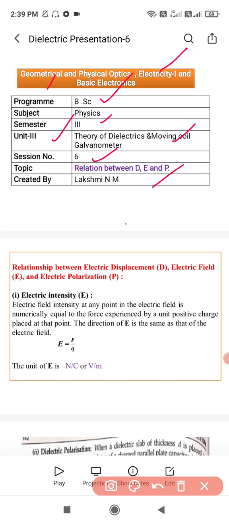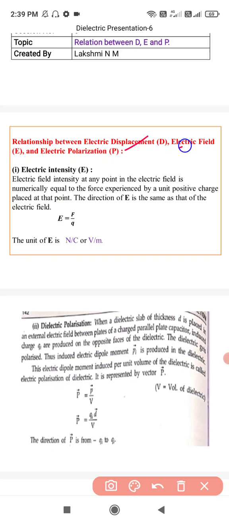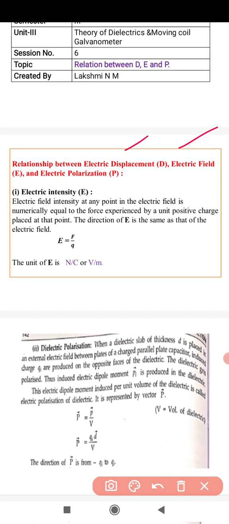D, E and P. Here, D is the electric displacement vector, E is the electric field intensity or electric field E, and P is the electric polarization. Now we see electric intensity. Electric field intensity at any point in an electric field is numerically equal to the force experienced per unit positive charge placed at that point.